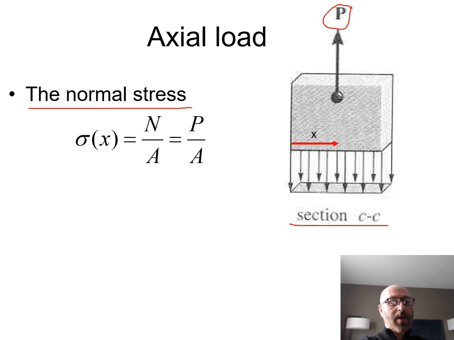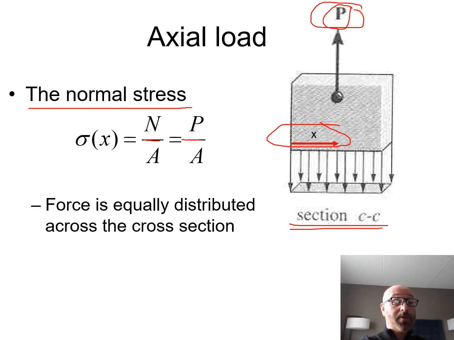So what is our general equation? Well, our sigma in our x direction, if this is our x direction going right here, is equal to N over A, or in this case here, our load, our external load P, divided by our cross-sectional area of our section CC right there. So that's our general equation for our normal stress right there.